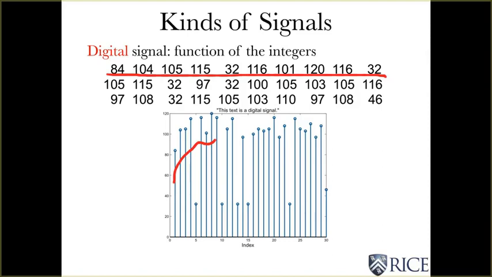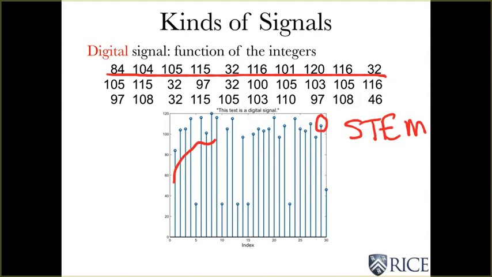I do want to point out, before we get too far along, how I plotted it. This is what's known as a stem plot. Every value is drawn with a little line, with a little bubble at the top to indicate the value. So this indicates that this function only exists at the integers. The value at 29.5 doesn't exist. It's not even defined. This is a function only of the integers. That's what a digital signal is.